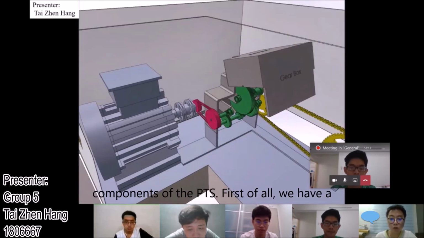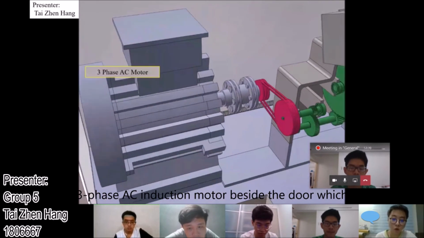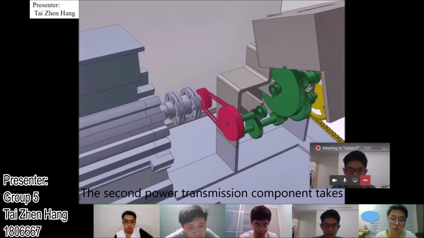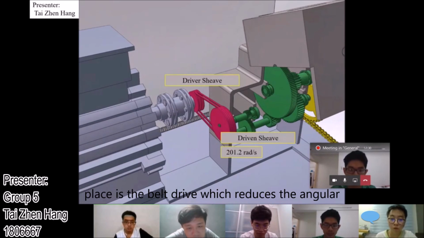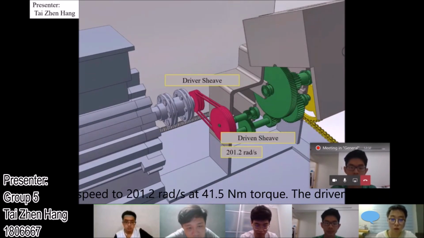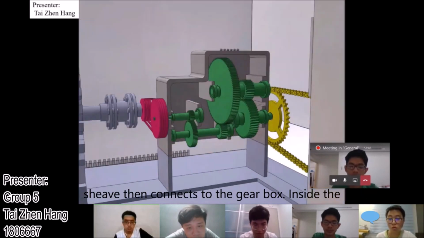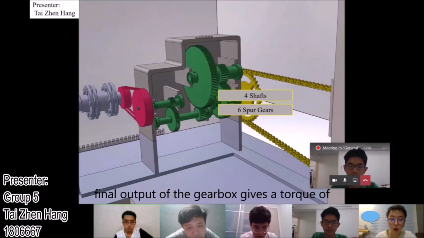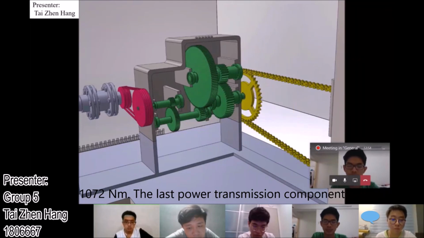First of all, we have a 3-phase AC induction motor beside the door which can produce 8 horsepower and runs at 2,900 RPM. The second power transmission component is the belt drive, which reduced the angular speed to 201.2 radian per second at 41.5 Nm torque. The driven shaft then connects to the gearbox. Inside the gearbox, there are 4 shafts and 6 spur gears. The final output of the gearbox gives a torque of 1072 Nm.